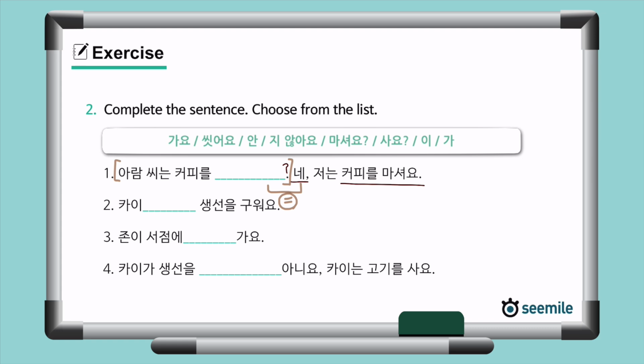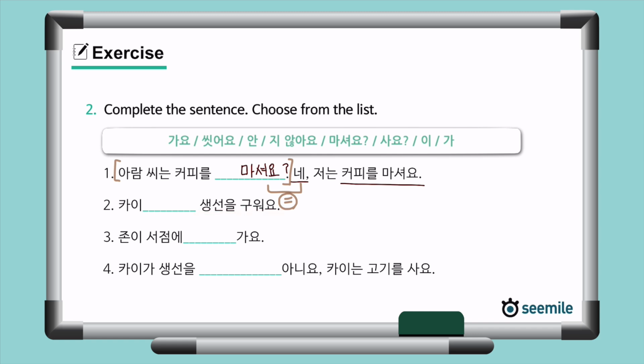To drink in Korean is 마시다, and the vowel of the last word of its stem is 이, so we would add 어요. 마시어요, 마셔요 is the correct answer. Repeat after me. 아람 씨는 커피를 마셔요? 네, 저는 커피를 마셔요.